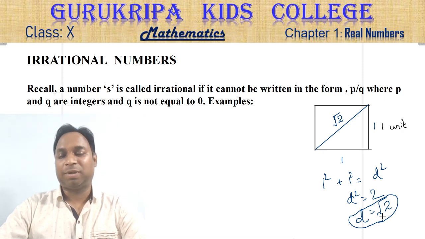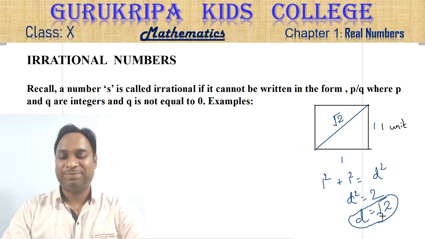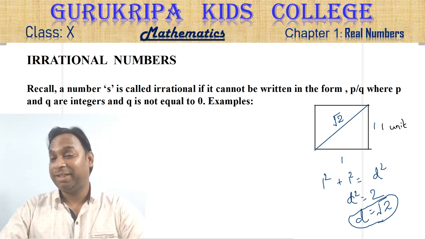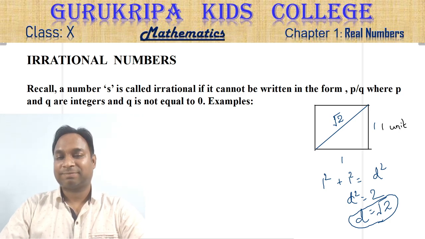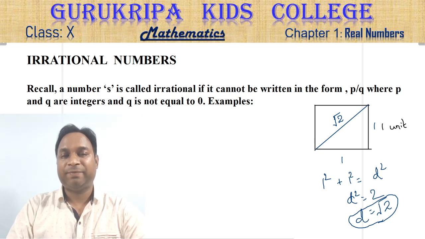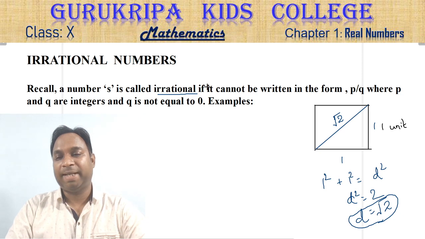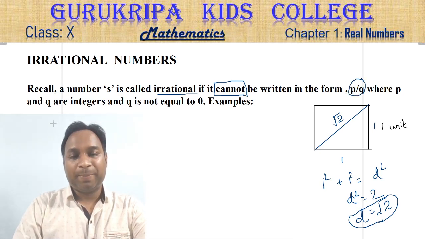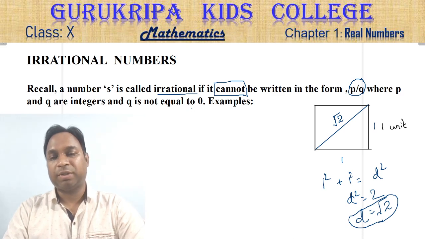Then what are we trying to study about irrational numbers now? We know what is an irrational number. How do we get an irrational number? What are we trying to study now? There should be something different that we are trying to study. What we are trying to study is the definition. A number is called irrational if it cannot, see this word cannot, it cannot be written in the form p by q, where p and q are integers and q is not equal to 0.